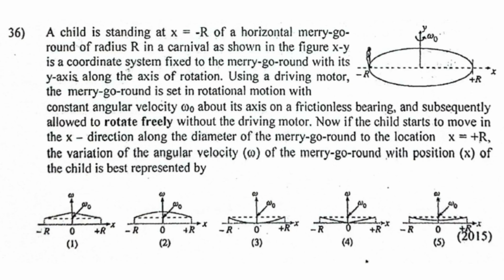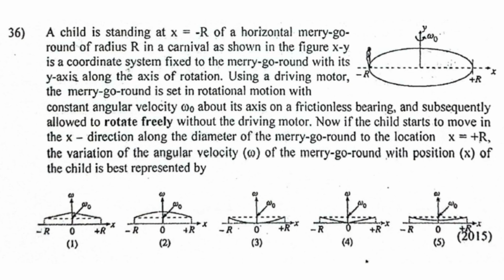Then question number 36. A child is standing at x equals minus r of a horizontal merry-go-round of radius r in a carnival as shown in the figure. An XY coordinate system is fixed to the merry-go-round with its y-axis along the axis of rotation. Using a driving motor, the merry-go-round is set in rotational motion with constant angular velocity omega naught about its axis on a frictionless bearing and subsequently allowed to rotate freely without the driving motor.